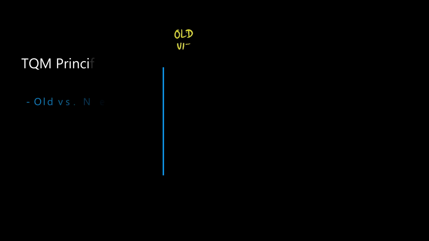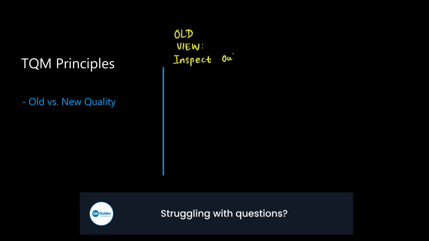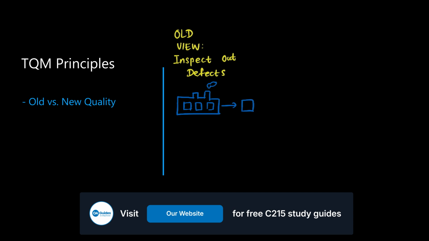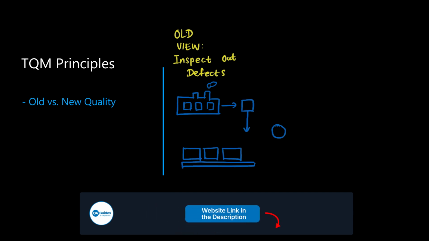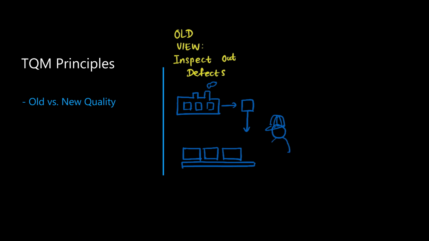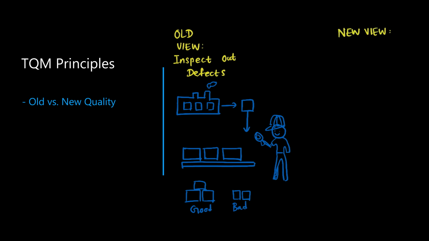The ideas of TQM didn't just appear overnight. They evolved. The old concept of quality, say from the 1950s, was very simple. Inspect for quality after production is finished. You'd have a factory churn out thousands of widgets, and then at the very end of the line, you'd have a team of inspectors who would sort the good ones from the bad ones. This is incredibly wasteful and expensive.